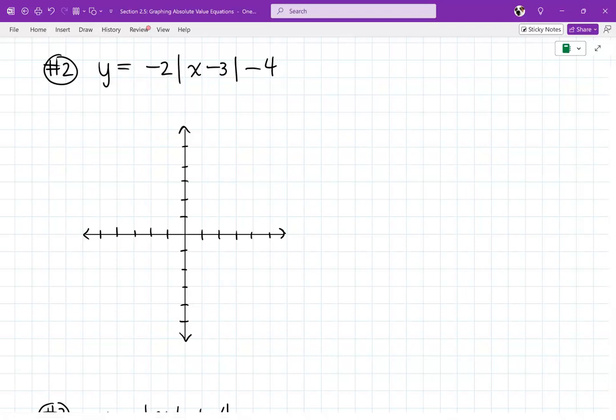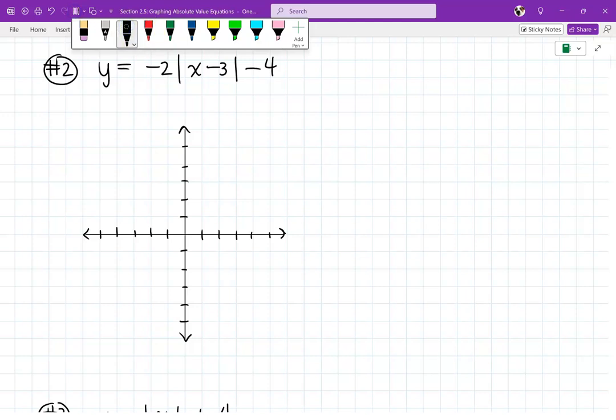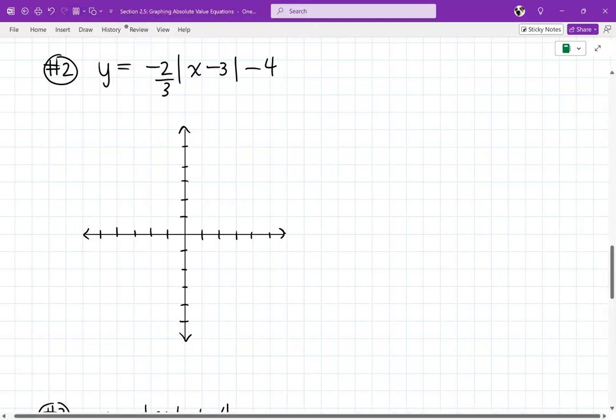So y is equal to -2 times the absolute value of x minus 3 minus 4. So yeah, I tried to make this really complicated. I mean, I could have put a fraction. Maybe I should have. You guys mind if I make it a -2/3 instead of a -2? Let's put a fraction in there. Let's make it even a little bit more complicated. It's not going to make it more difficult though. Let's just put a -2/3.